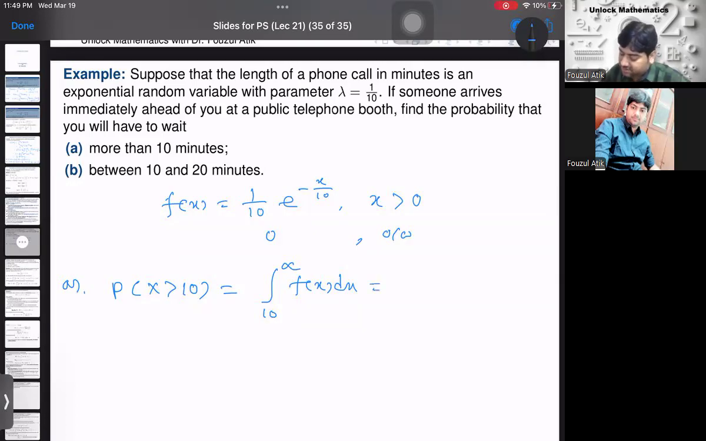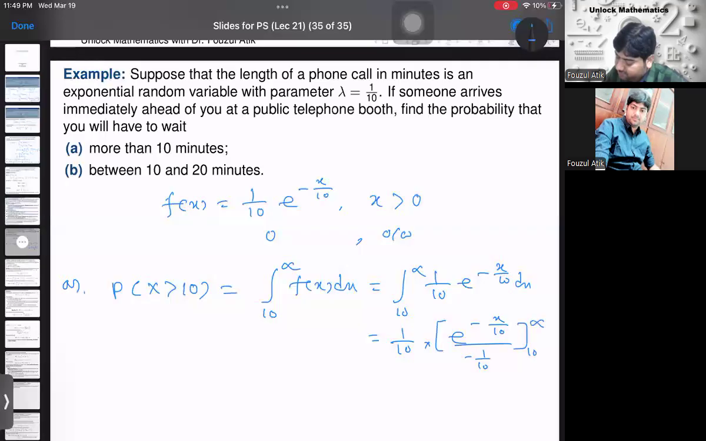So the integral from 10 to infinity of f(x) dx is the integral from 10 to infinity of 1 by 10 e power minus x by 10 dx. So 1 by 10 is outside, and if you do the integration, it is e to the power minus x by 10 divided by minus 1 by 10, from 10 to infinity. So there will be a minus 1 here. And if you put x equal to infinity, e to the power minus infinity gives you 0. So minus e to the power minus 1 at the lower limit. So basically it is e to the power minus 1 if you simplify it. So the first part is done.